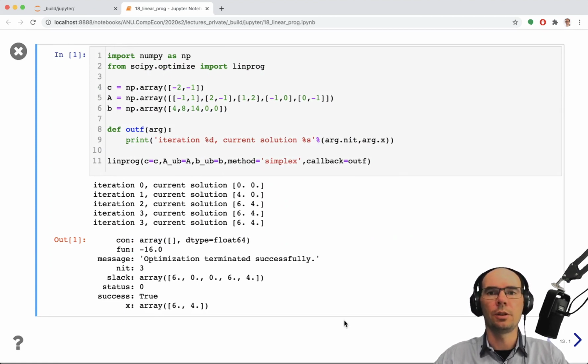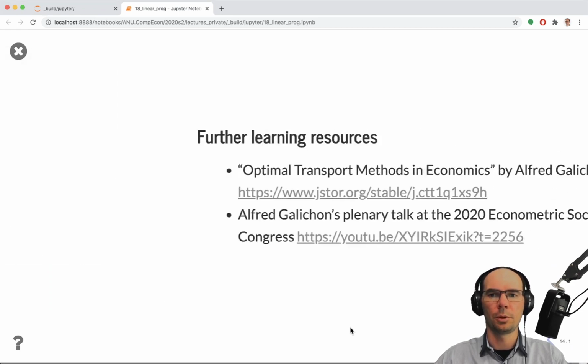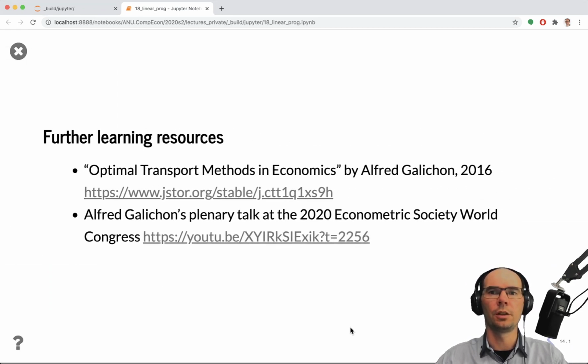But in the next video, we will look at a lot more interesting example that has to do with calculating an optimal reallocation of probability mass. But this short video on linear programming stops now. You can find more information in the book.